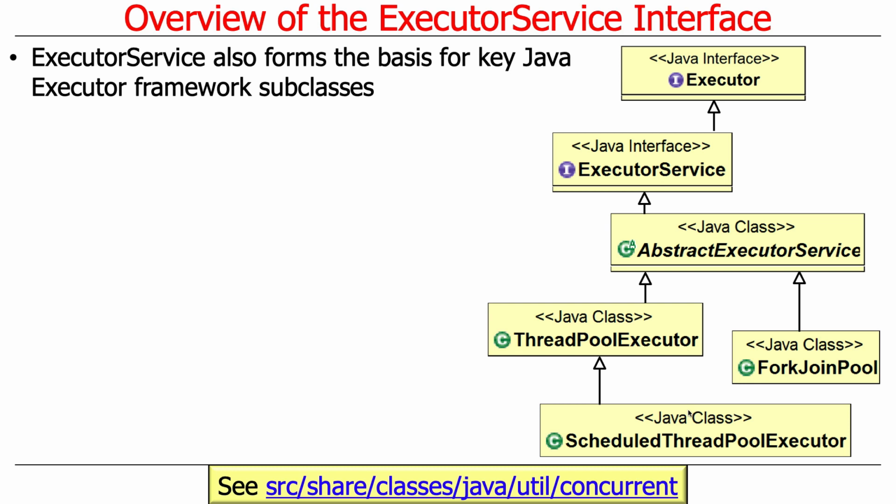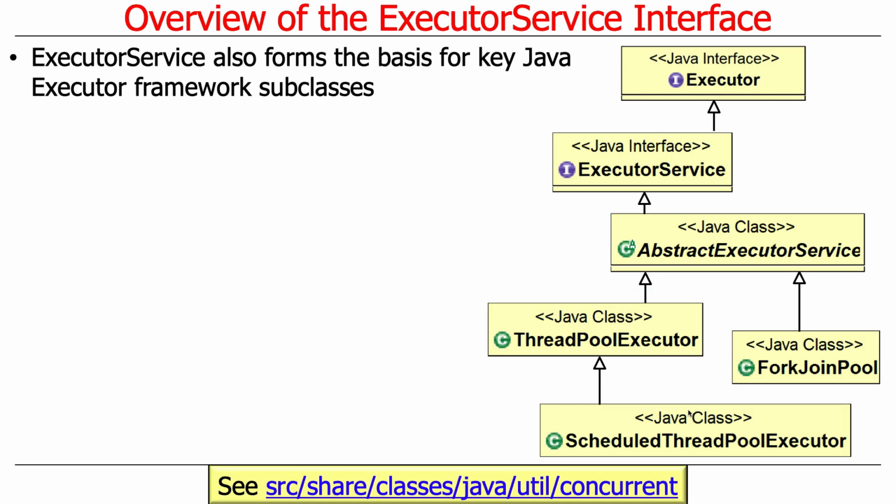OK, so the executor service is actually an interface that's used by a bunch of stuff. So if you take a look here, you can see we have the executor, which is an interface, and the executor service, which extends that interface. And then we've got a bunch of other things that are going to go ahead and basically implement or extend the executor service interface.